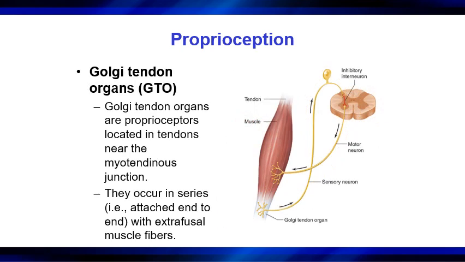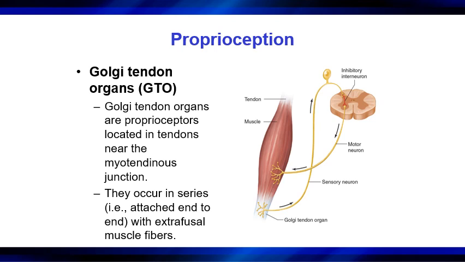Now, our other big proprioceptor in the musculoskeletal system is the Golgi tendon organ. So we know that it's located in the tendon. You can see it on the illustration here. These are proprioceptors located in tendons near the myotendinous junction. Again, it's a sensory receptor, and the sensory neuron is going to activate it. Now, what the Golgi tendon organ does is it actually inhibits contraction.